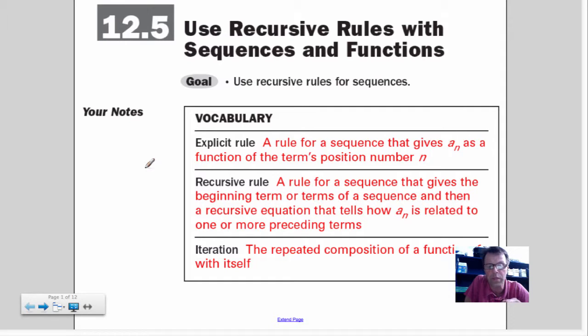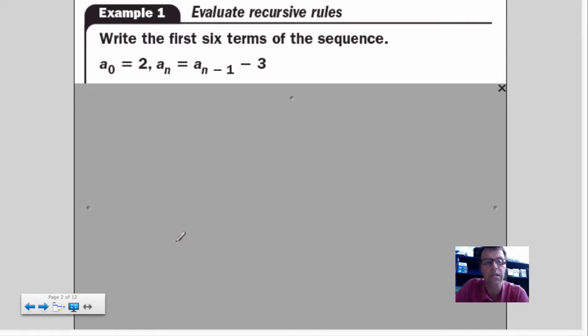A recursive rule is a rule for a sequence that gives the beginning term or terms of a sequence and then a recursive equation that tells how the nth term is related to one or more previous terms. So you could have a recursive rule where you're looking at the last two terms, add the last two terms, subtract the last two terms, or something else. And then iteration is a repeated composition of a function. So you basically take the answer and keep plugging it into this function, a linear function, for instance.